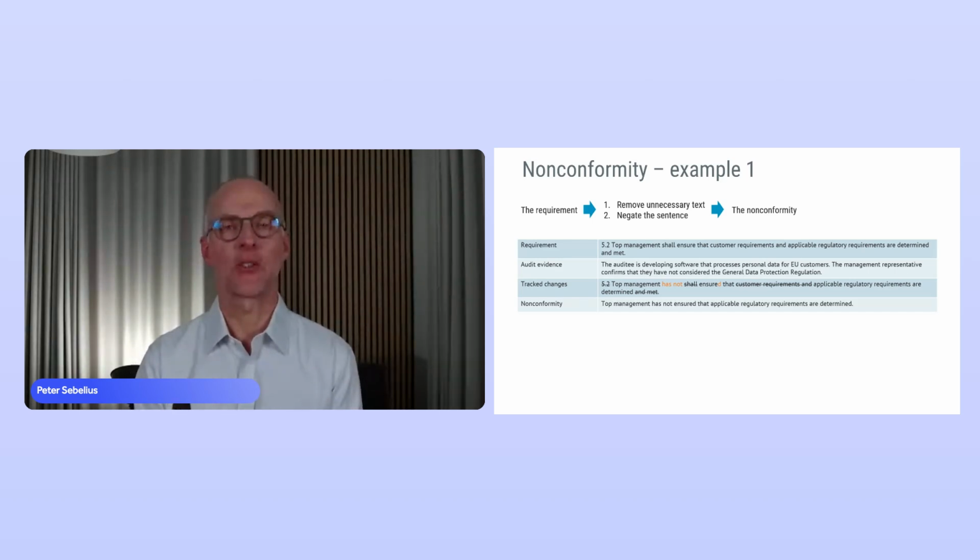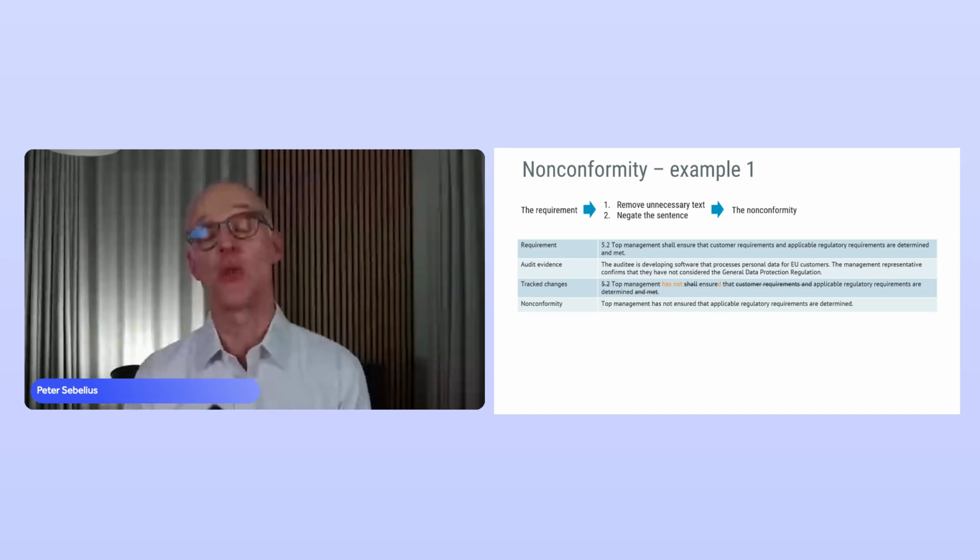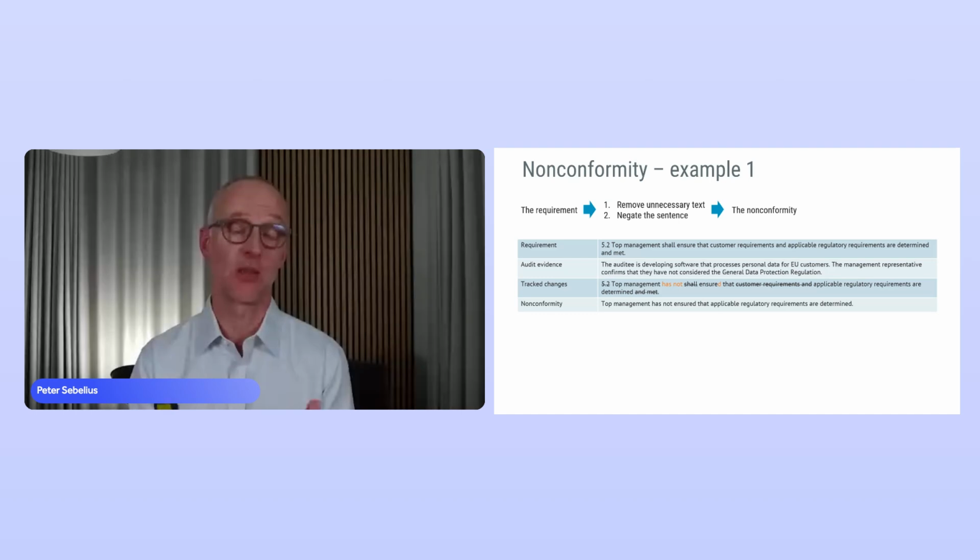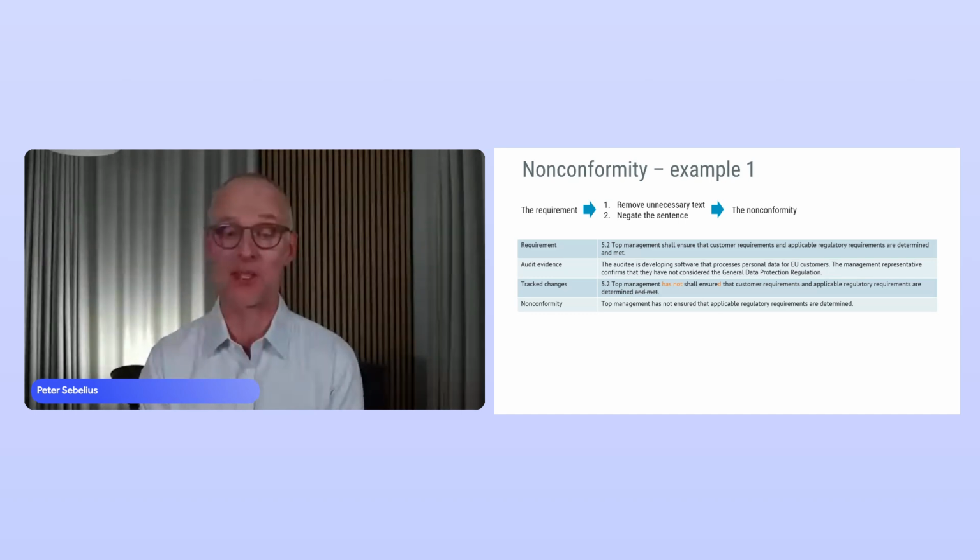So, the final description of the nonconformity is that top management has not ensured that applicable requirements are determined. No more, no less than that. Now, if you would like to go down the road and say they haven't met GDPR requirements, you could start inquiring that and find evidence of them not doing that. And then you could add that again to the nonconformity. But at this time, you don't know that. So that was the first example.